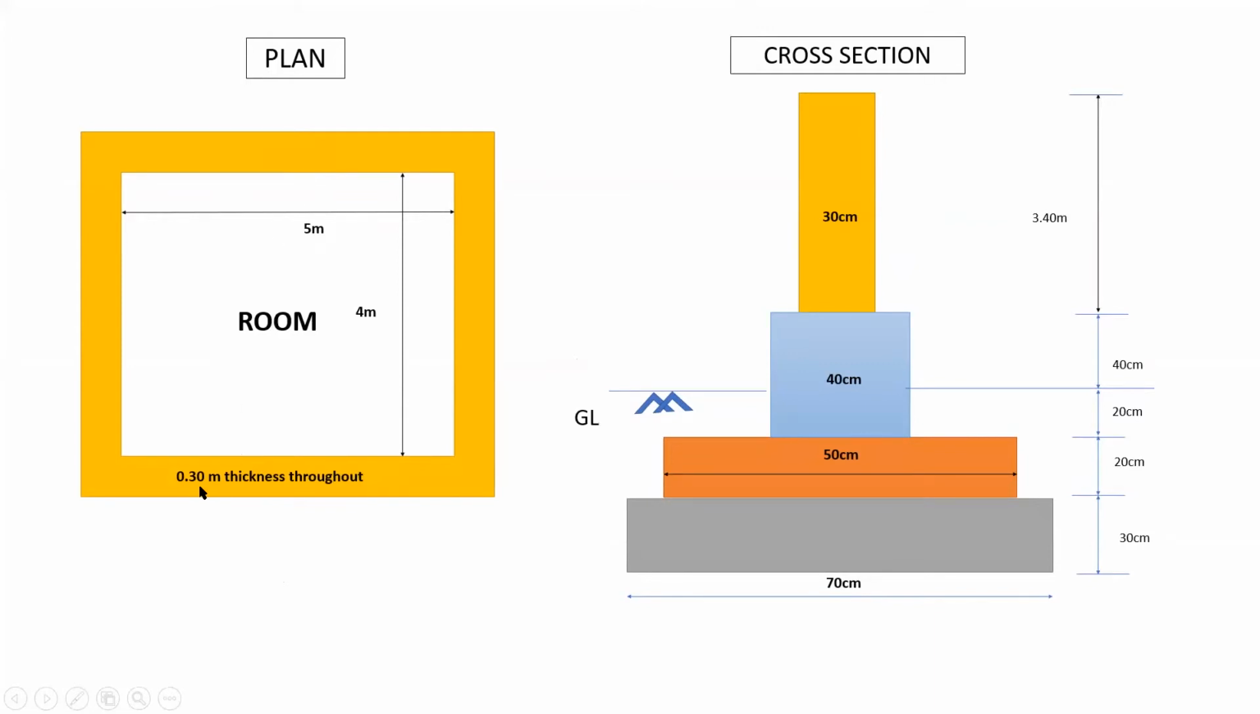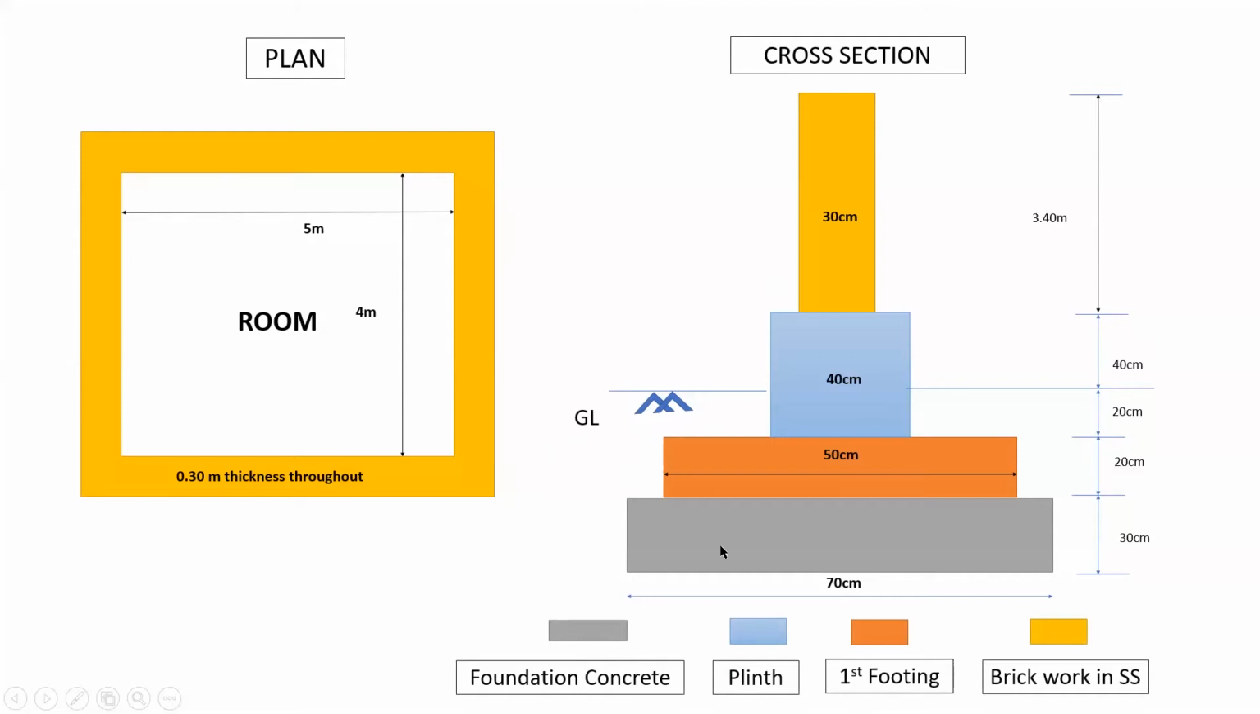And 0.30 meters thickness, that is 30 centimeters wall thickness, around the wall. This is a 30 centimeter thick wall. And this is the cross section. This is foundation concrete, this is first footing, this is plinth, and this is brickwork in superstructure. And these are the dimensions given.